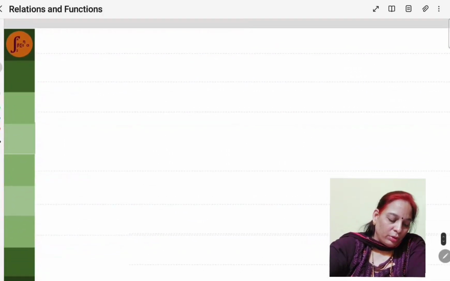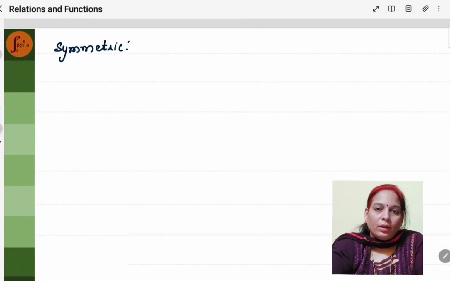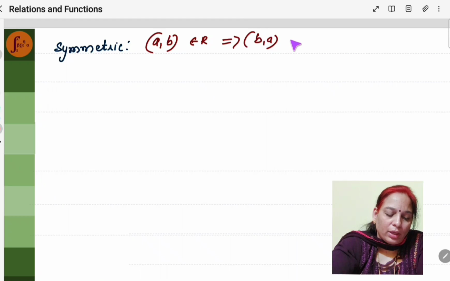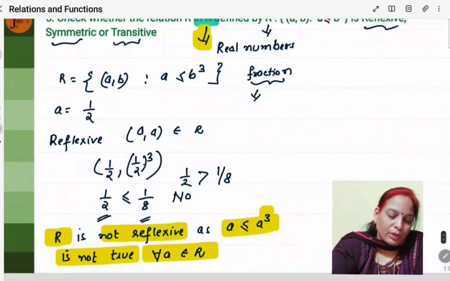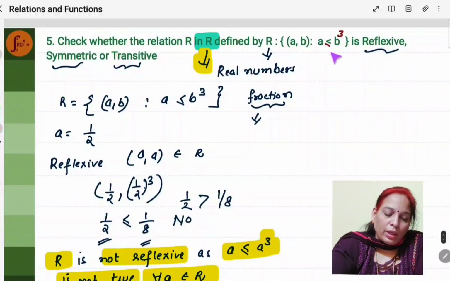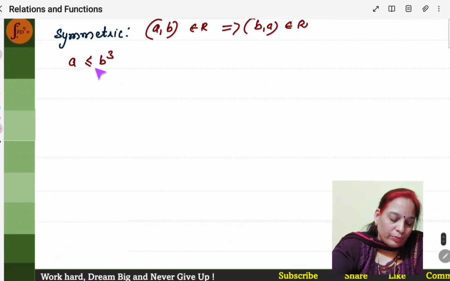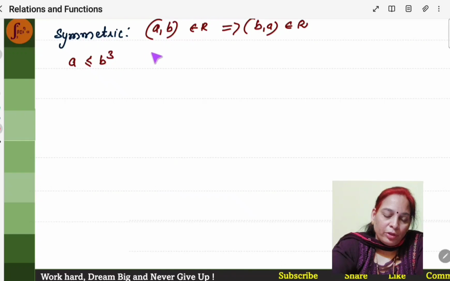Now we'll figure out if it is symmetric. What is the condition for symmetric? (A, B) belongs to R implies that (B, A) should belong to R. Now in this case, A less than or equal to B cube is the relation. This is the condition. So we'll have to check if A less than or equal to B cube implies that B is less than or equal to A cube. I'm just reversing A and B here.